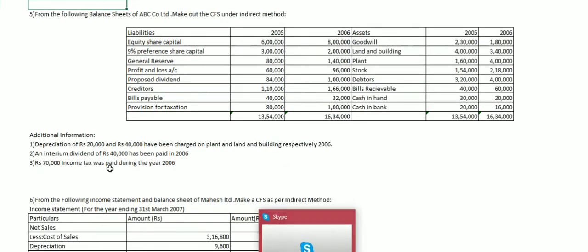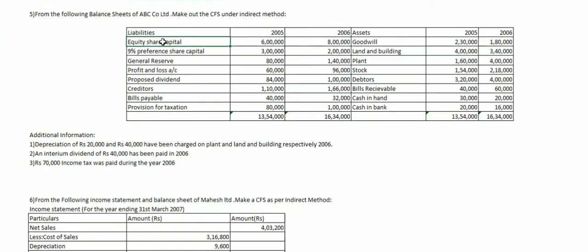So in this video we are going to do the next problems in cash flow statement. So our next problem, the question is, from the following balance sheet of ABC company, make out the cash flow statement under indirect method. So basically they have given the balance sheet of 2 years, which is 2005 and 2006. So we will look into how each item will go into the place.